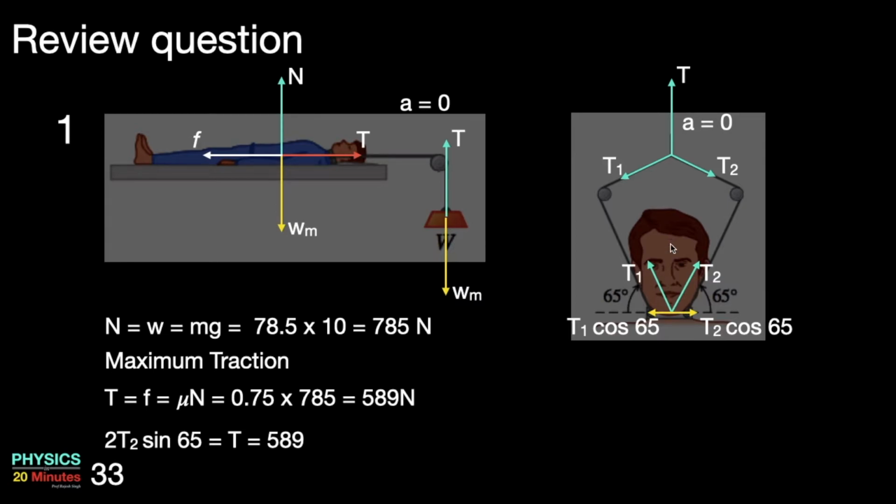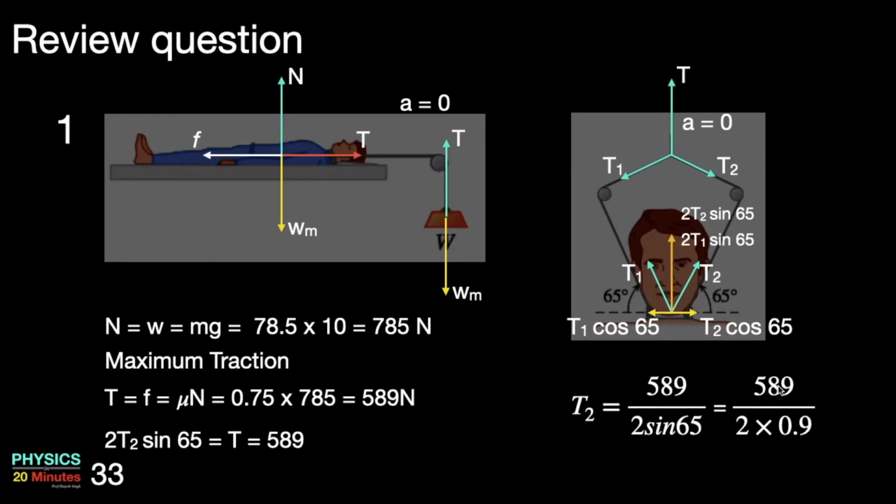Their component in this direction is going to be T1 sine 65 and from this side T2 sine 65. So the net component of the force in this direction, since T1 and T2 are equal, will be 2 T2 sine 65 or 2 T1 sine 65, which has to be equal to T. So therefore we can write 2 T2 sine 65 is equal to T, which is 589 Newton. Therefore T2 will be 327 Newton. I hope everyone has understood.